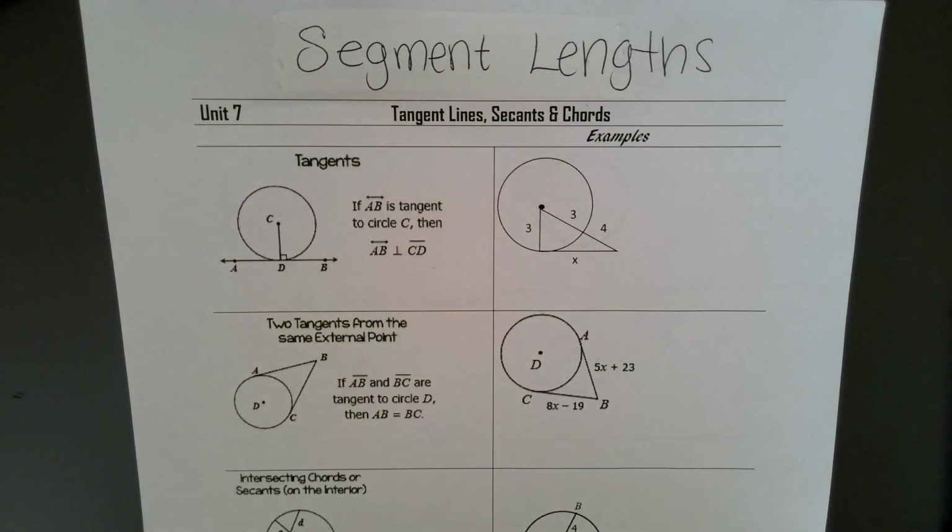In this lesson, we're going to talk about segment lengths within a circle. So we've been talking about all of the angles that you'll see in circles, and now we're going to just talk about tangent lines, secants, and chords.